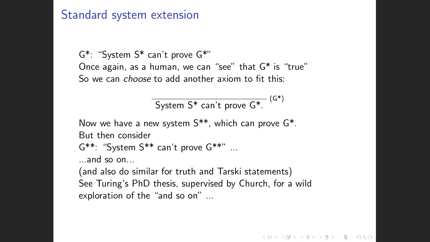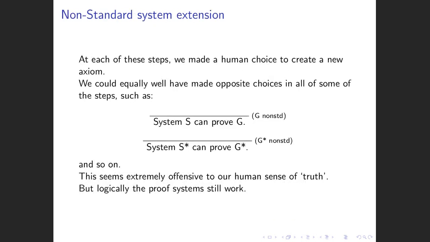Okay, so this appears to most people to be extremely offensive, right? We have this intuitive human sense of truth, very much in quotation marks, because we haven't defined it. And the whole point of Tarski's theorem is that you cannot define it. But logically, in terms of formal logic, you could go in and include the other axiom. So this is what happens if you do that.